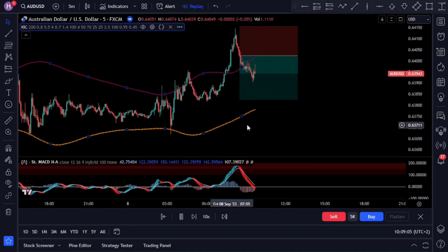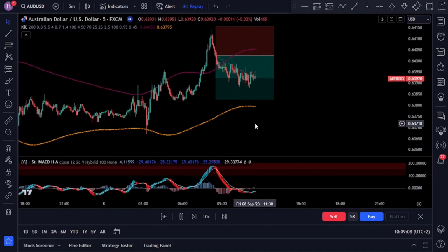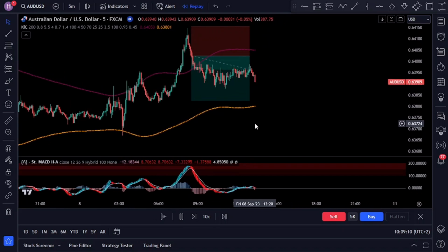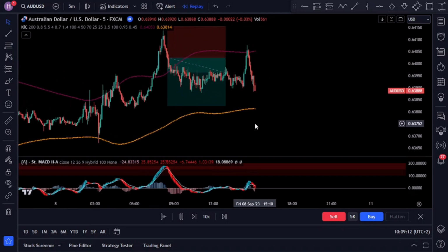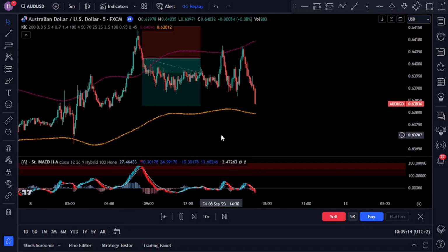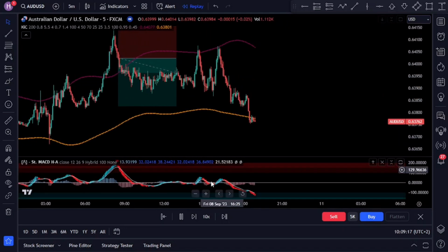For the sell trade, I'm going to place my stop loss above the recent swing and aim for a minimum 1 to 1.5 risk to reward, which means that for every 1% of your account that you risk, you should aim to make a 1.5% return.